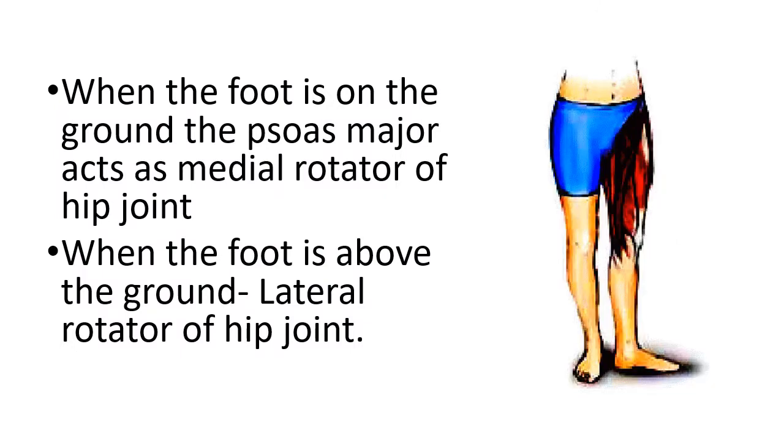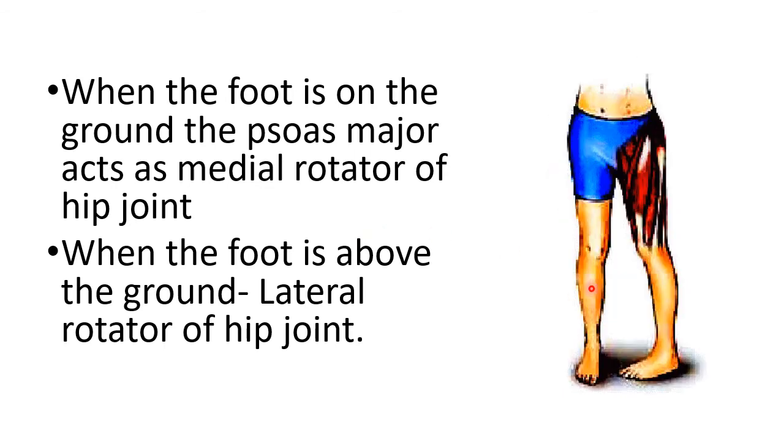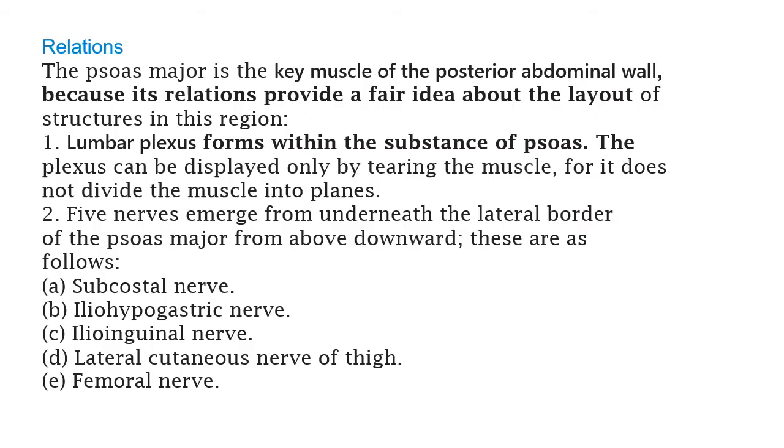And when the foot is on the ground, the psoas major acts as a medial rotator. When the foot is above the ground level, it acts as the lateral rotator of the hip joint. So in this picture, you can identify the medial rotation is caused by the psoas major when the foot is on the ground. When the foot is above the ground, it is acting as a lateral rotator of the hip joint.